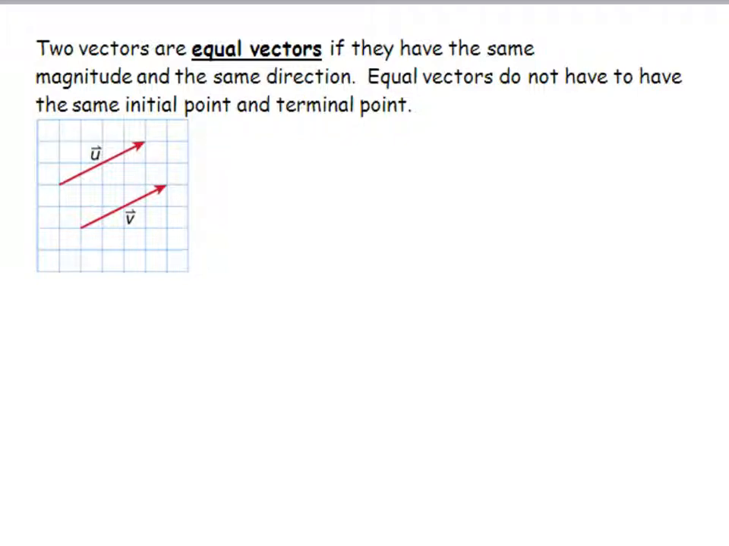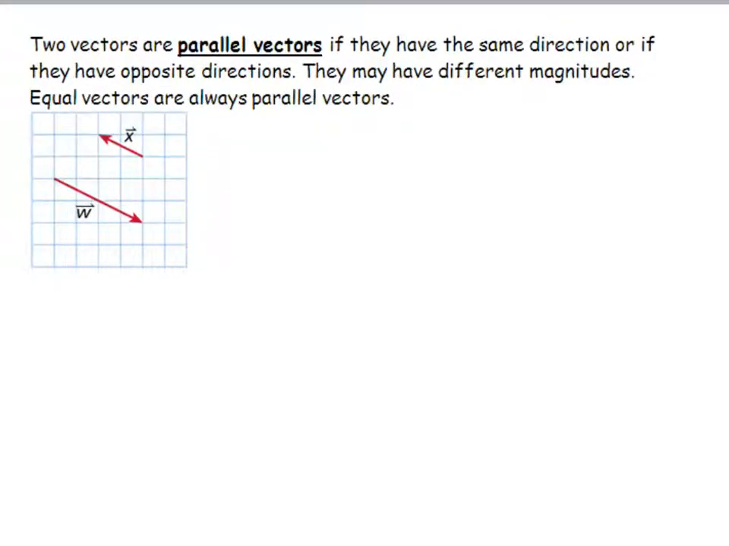All right, two vectors are equal vectors if they have the same magnitude and direction. So if they have the same length and they're going in the same direction. Okay? Equal vectors do not have to have the same initial point or terminal point. Two vectors are considered parallel if they have the same direction or if they have opposite directions. They may have different magnitudes, but equal vectors are always parallel vectors.